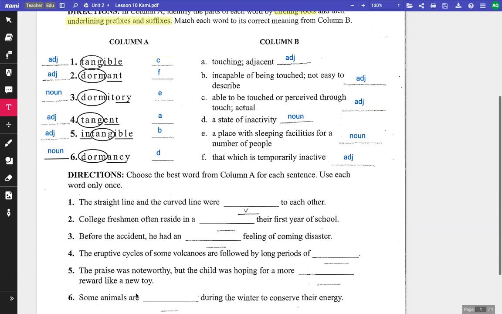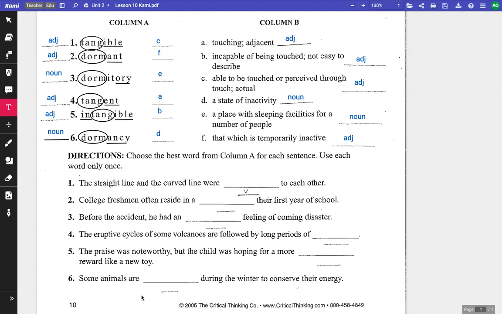Let's take a look at the sentences below and see if we can first identify the part of speech that belongs in each sentence. Number 1, the straight line and the curved line were blank to each other. That's not a verb at all. That's totally wrong. I think we need to describe what those lines were. I bet you know what that should be instead. Yep, that should be an adjective. Thanks for fixing that on your paper.